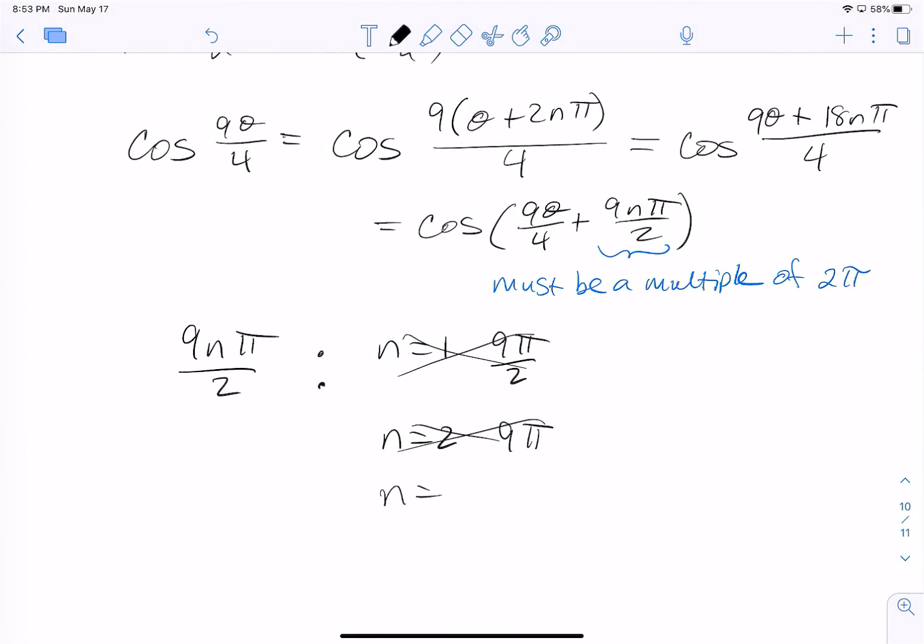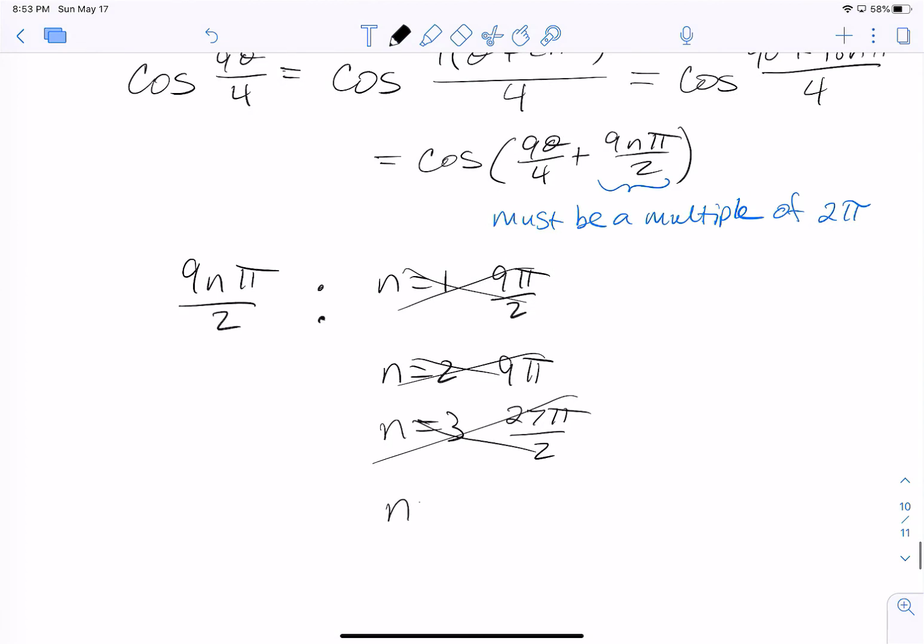How about n is equal to 3? I think you know that's not going to work. We're going to get 27 pi over 2, no good. And n equals 4, I think, is going to be our magic number here. For n equals 4, we end up with 18 pi. 18 pi is a multiple of 2 pi. In fact, 18 pi is 2 pi times 9. Folks, we don't really care about the 9. What we do care about is that n is 4.